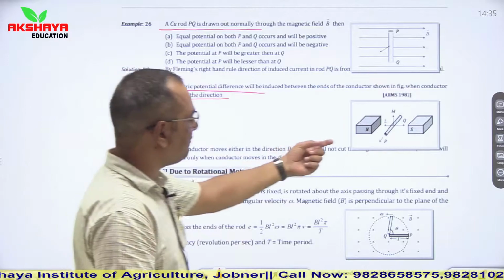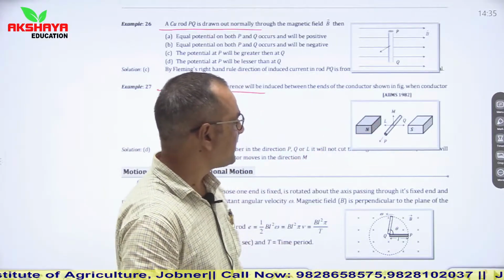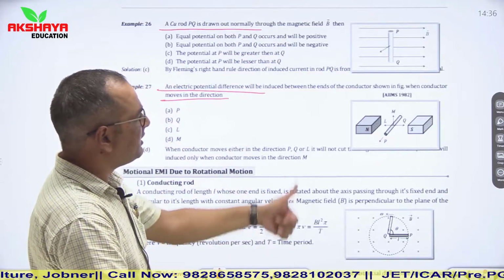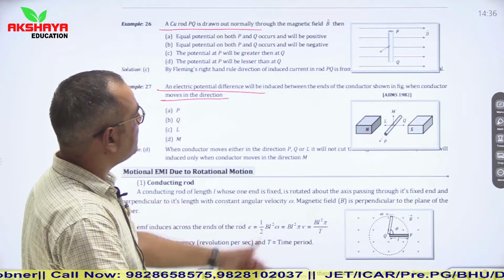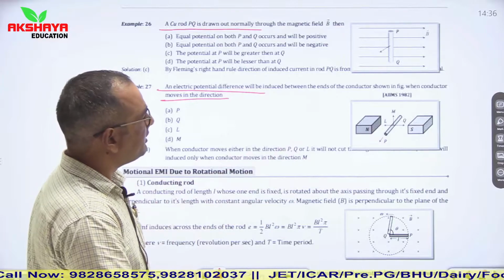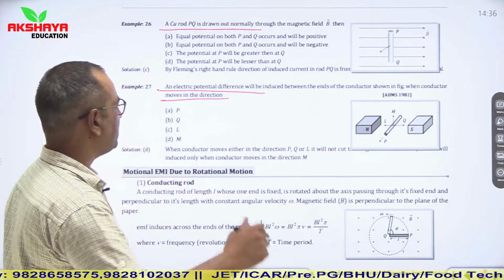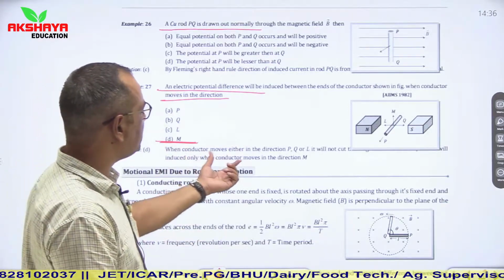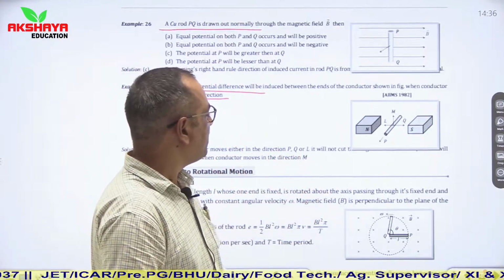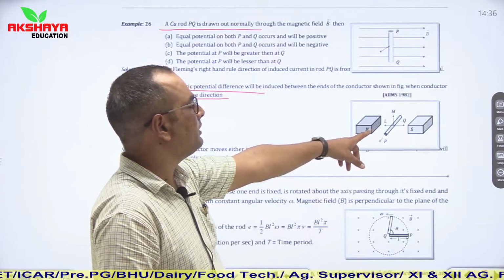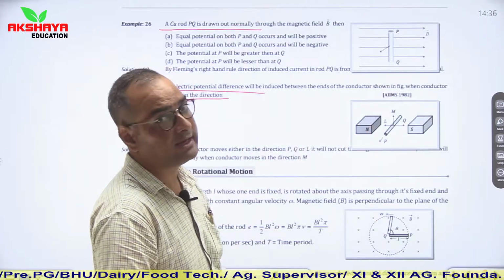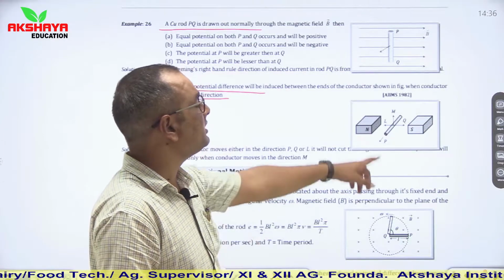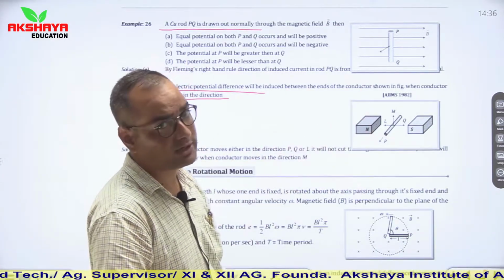See, the magnetic field is in the direction from L to Q, current is flowing in the direction P, then the induced EMF will be in the direction of M, like it will move towards M. So when the conductor moves in the direction P, Q or L, it will not cut the magnetic field lines. It will cut magnetic field lines only when it travels along the direction capital M.